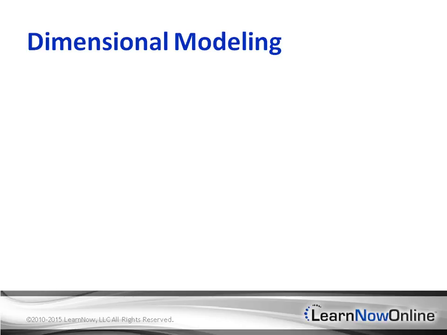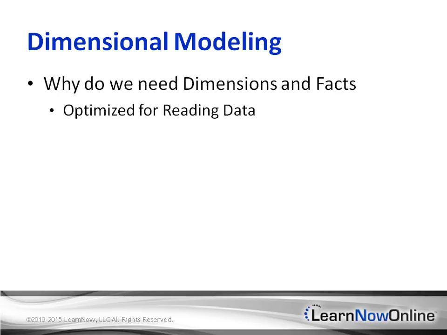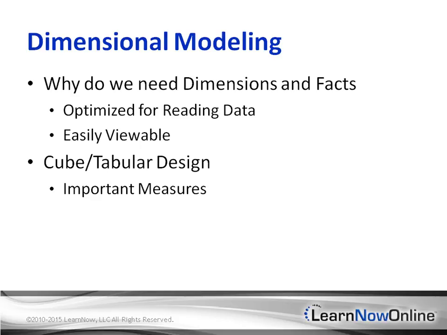So, what is dimensional modeling? And why do we need dimensions and facts? Dimensional modeling was created to help speed the reading of data and reporting. It is optimized for the reporting of this data. Also, when you design dimension and facts and you view it in a conceptual model, it is easily viewable by other users. The cube and tabular design from Analysis Services databases is what was created against this dimensional modeling. The dimensional modeling is perfectly designed for our cube or tabular model in Analysis Services.